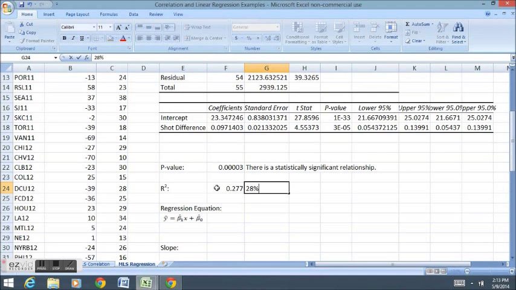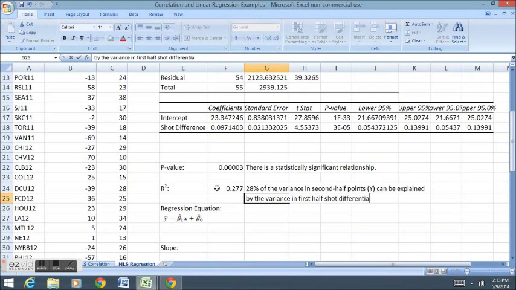What that means is that nearly 28% of the variance in our y variable, that would be the variance in second half points, I'll call that y, can be explained by the variance in first half shot differentials, which is our x variable. For any x and y variable, this is what the r-squared value means. It's telling us what percent of the total variance can be explained. We'd like to explain 100% of the variance.